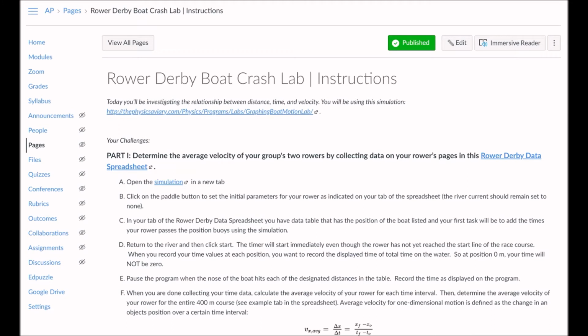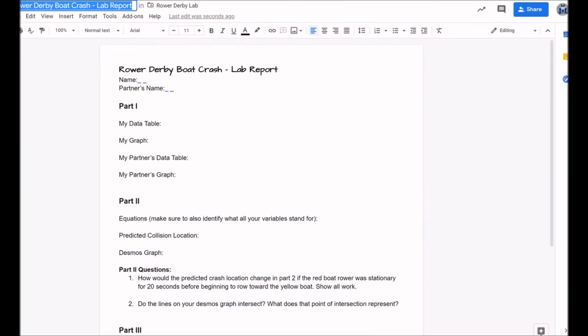In this video, I'm going to go through what is expected for your lab report that's due tonight. A couple of things that you'll want to have open as you work on this. You'll want to open up your Rower Derby Crash Lab report document. That's a Google assignment on Canvas, and it should look like this.